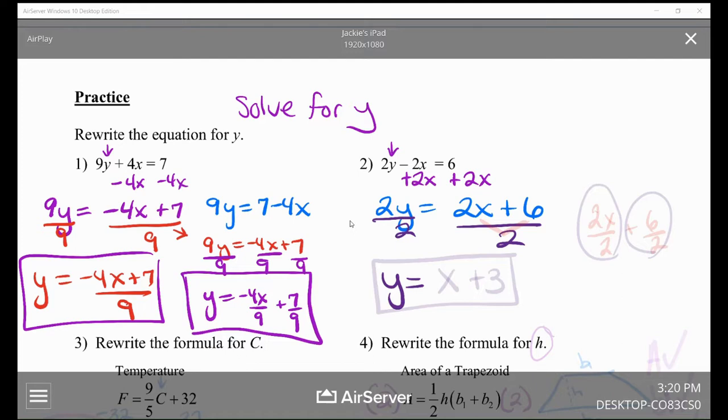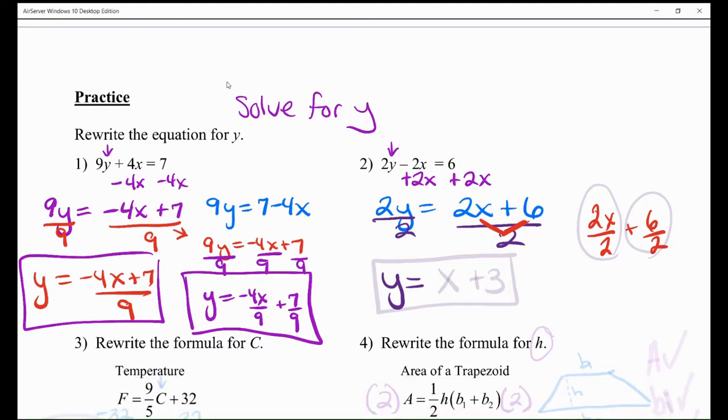Now in this case, both 2x and 6 are divisible by 2. So in this case, we do want to think about it split up into 2 terms, just to make sure our answer is simplified. But if you're just able to get to this step, that's great for now, but moving forward, I'd like you to try to simplify. So 2x divided by 2 is 1x, or just x. 6 divided by 2 is 3. So y equals x plus 3.